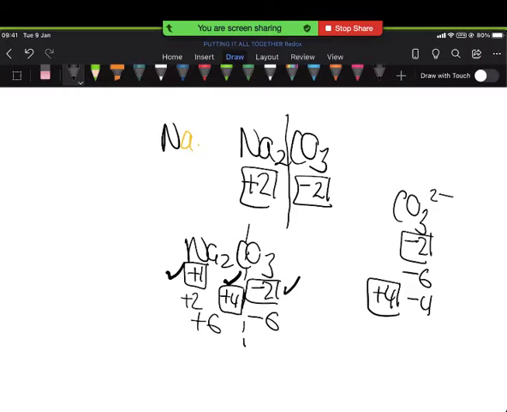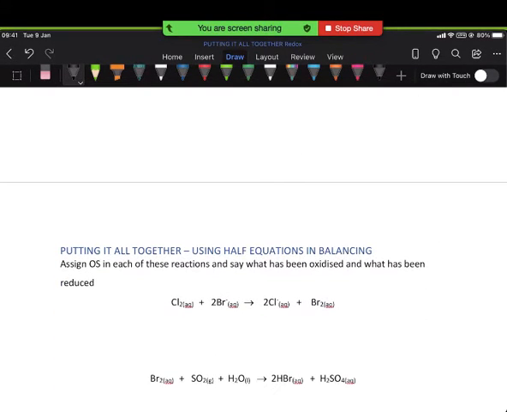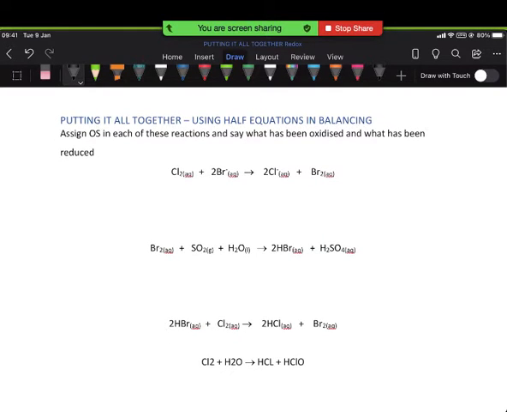So I'm going to use a Word document this morning. It's going to kind of pretty much match your book. It's page 1112 on my version. It just says in the top, putting it all together, balancing half equations. Now we're going to do a little bit of what you have been doing. So this is at the bottom of the page and I've just brought it up to the top. So I'm going to ask you to just do these ones.